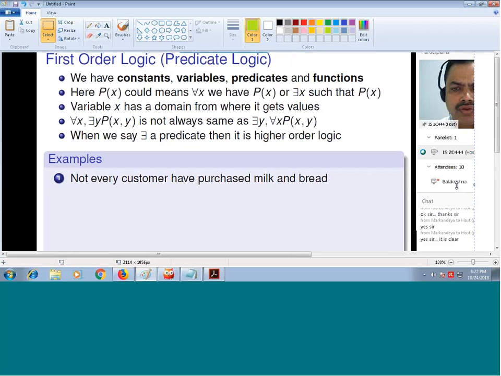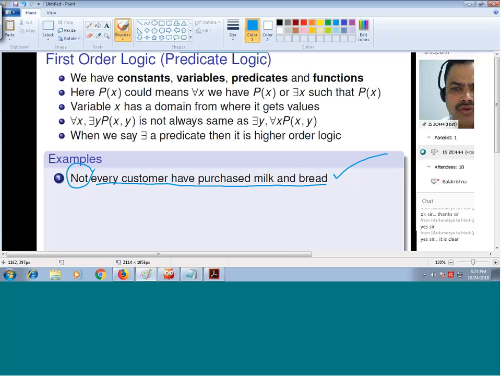Okay, one by one. Let me write the first statement: not every customer has purchased milk and bread. How can you write this? Since there is a "not", you can ignore this part initially. You write that every customer has purchased milk and bread. Okay.